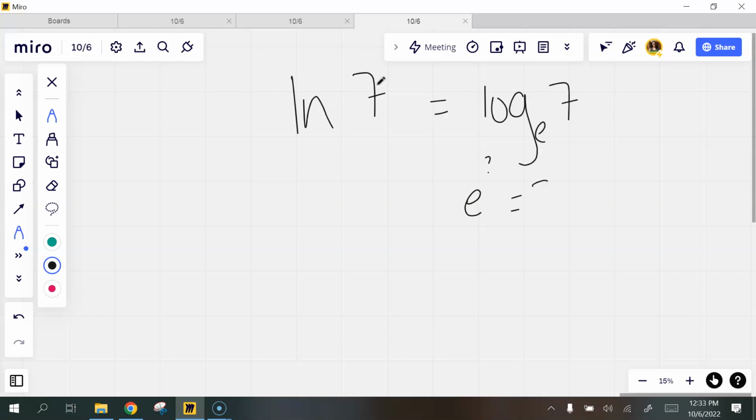E to the whatever equals it, yeah. But you'd put this in your calculator. E is irrational.